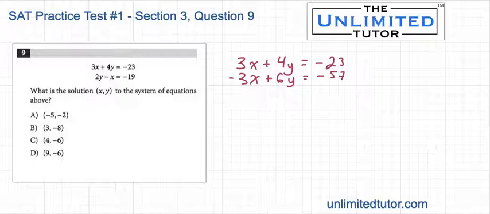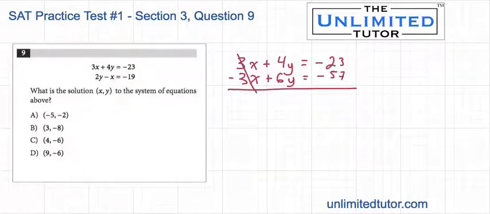You can actually add equations together in the same way. You can add, well, anything together. I can add the left side of the equation together and the right side of the equation together, so I'm going to do that right here. 3x minus 3x, well, that cancels out. That's nothing, which leaves us with just one variable left, the y variable. 4y plus 6y is 10y. And negative 23 plus negative 57 gives us negative 80.